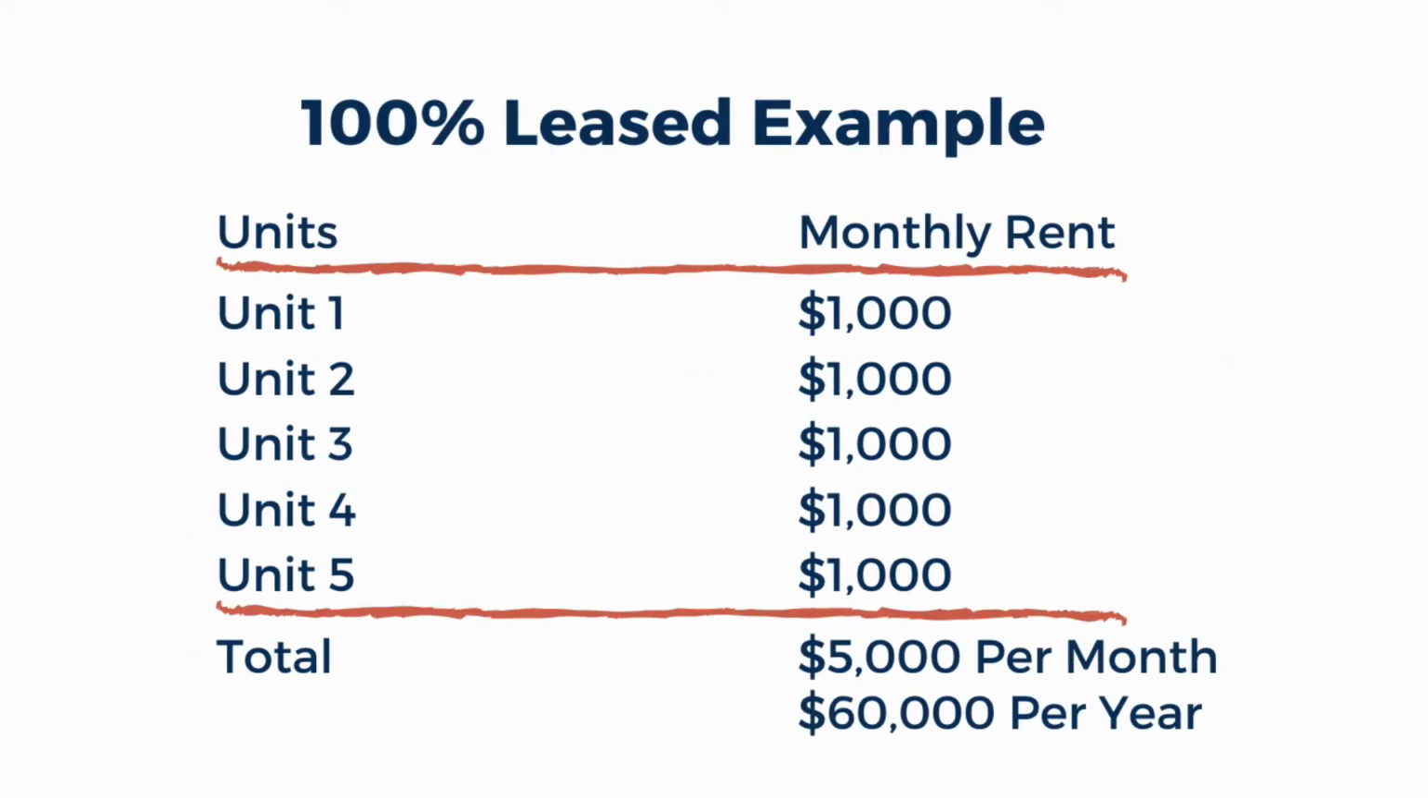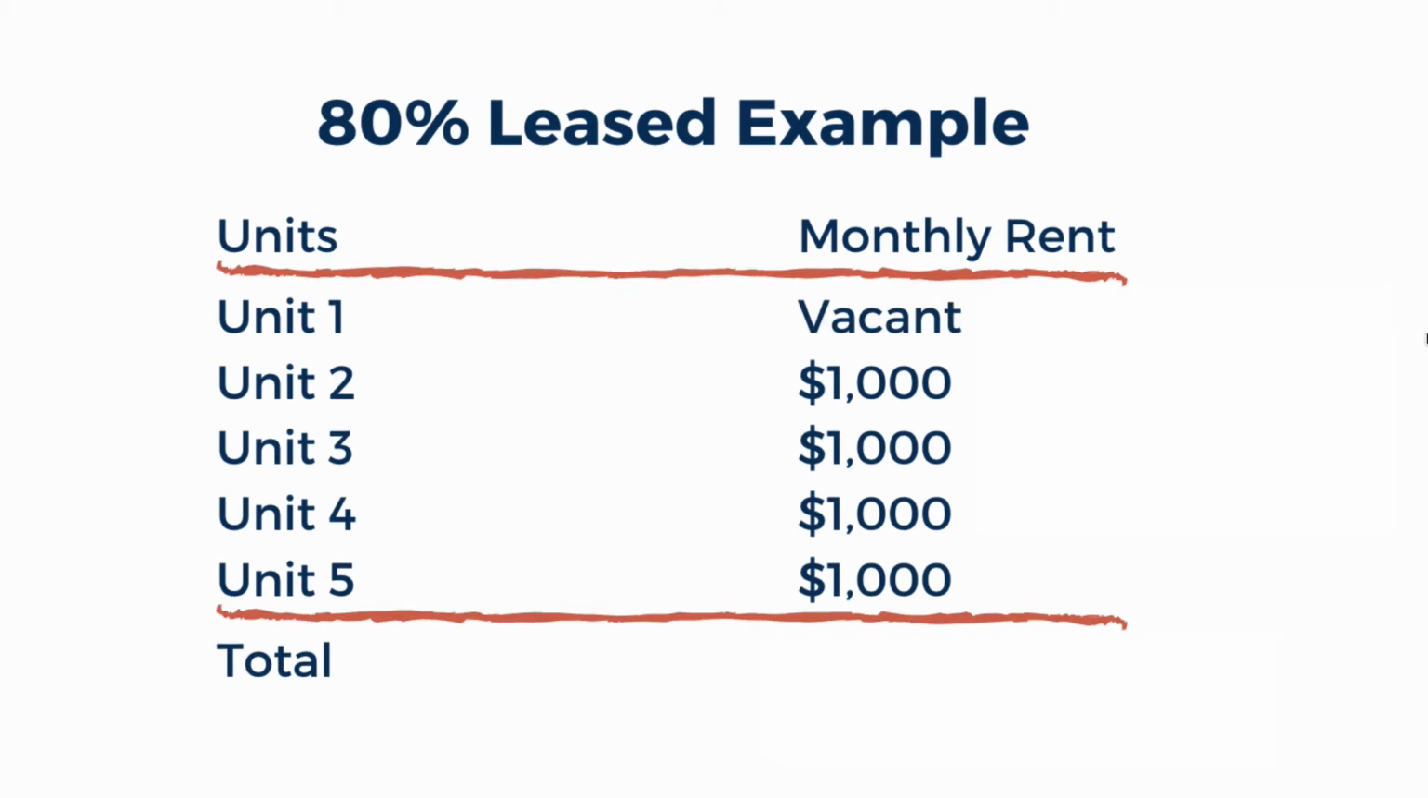Here's a 5-unit, 100% leased property. The rent for each unit is $1,000. Whenever we work with numbers, we're ultimately going to calculate an annual number or an amount per year. So looking at the rents here, each one's $1,000. 5 units, that's $5,000 a month or $60,000 per year. Understand? Let's look at an example with vacancy.